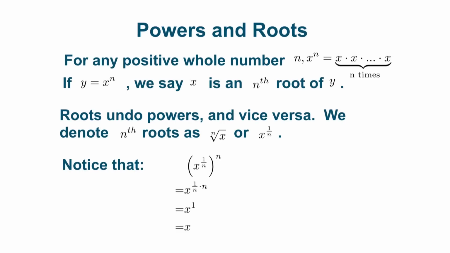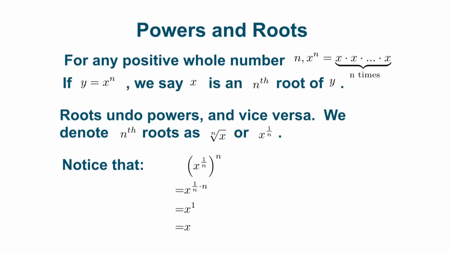Okay. So let's talk briefly about powers and roots. So we say, to give a mathematical definition, for any positive whole number n, x to the n is equal to the product of x with itself n times. So for example, 3 cubed is 3 times 3 times 3, so 27. Another example, 7 squared is 7 times 7. I do the multiplication twice because of the 2, so 49.